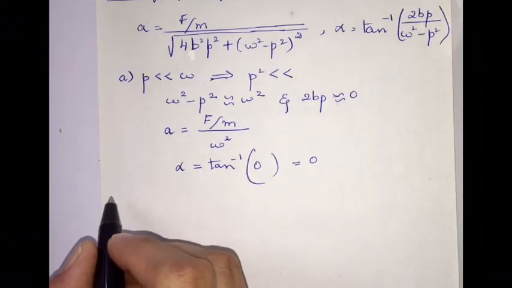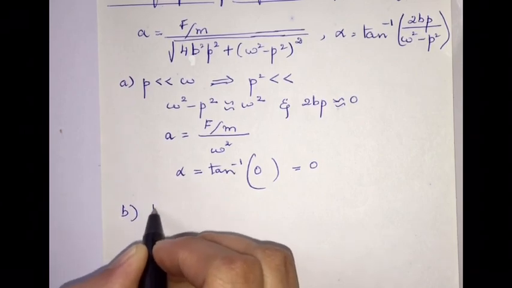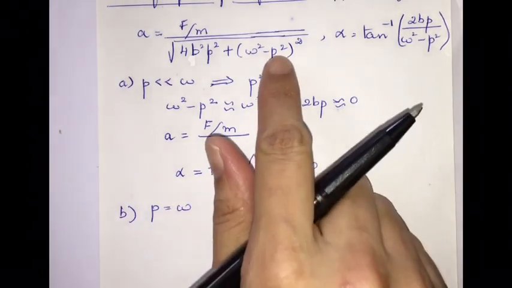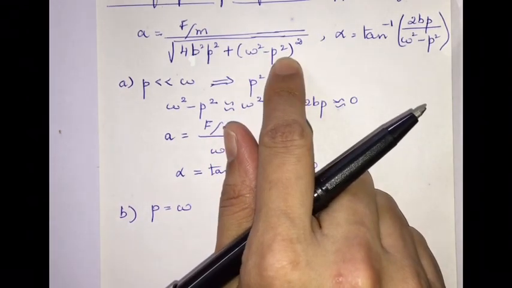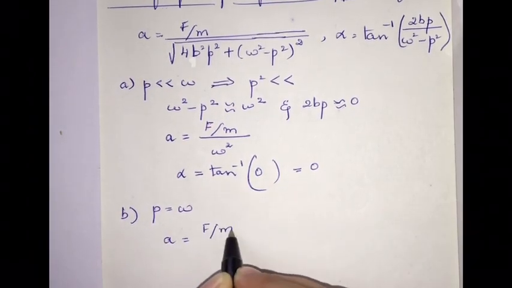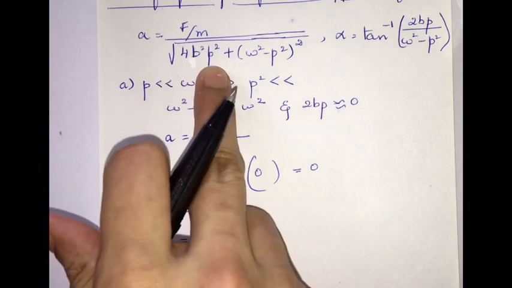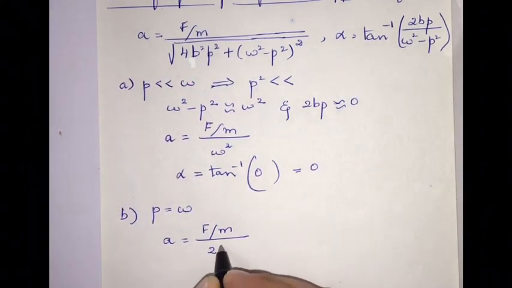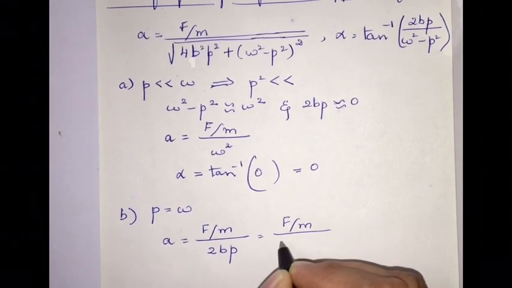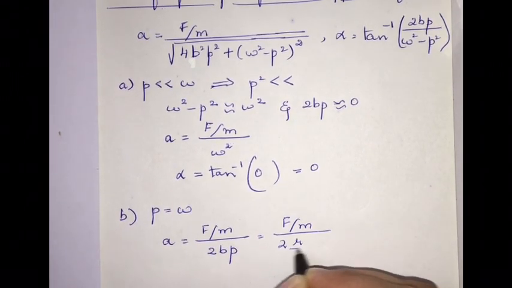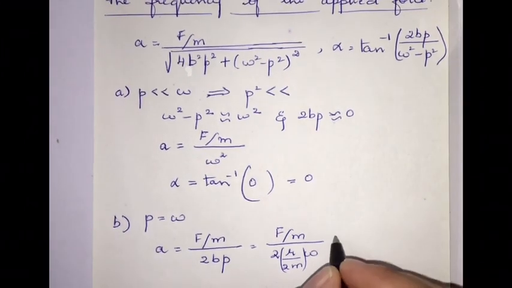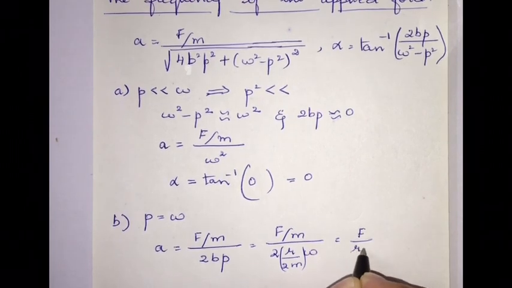Then the next case is when P is equal to omega. When P is equal to omega, this term becomes equal to 0. So the amplitude is A equal to F by M, square root of 4B square P square, which is 2BP. This can be written as F by M by 2B omega. We know B is nothing but R by 2M, so the 2 cancels, and I can rewrite this equation as F by R omega.